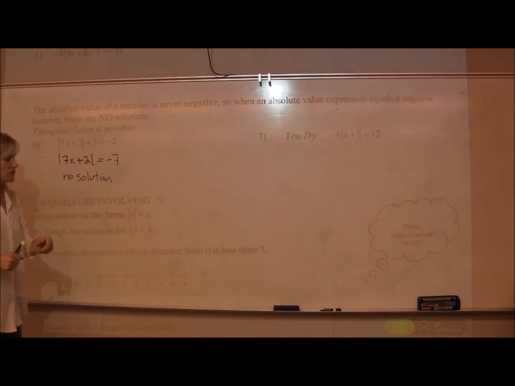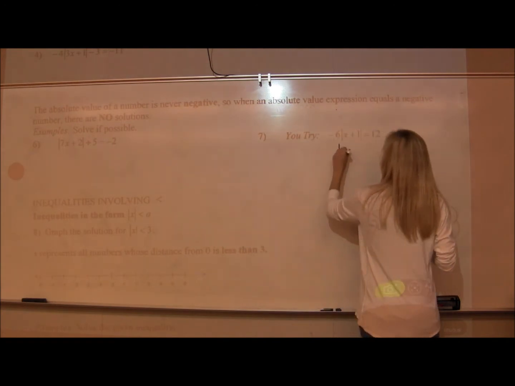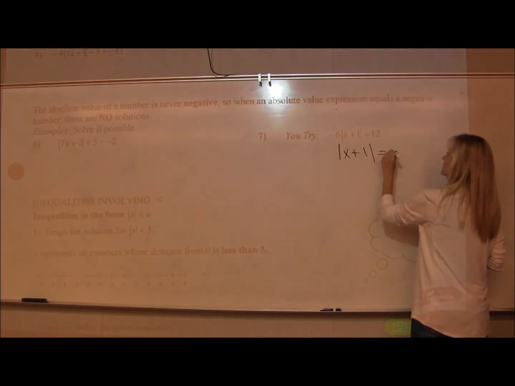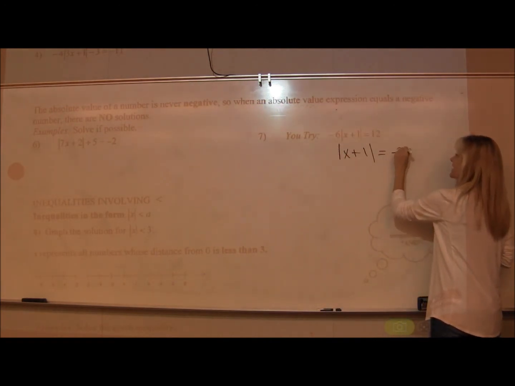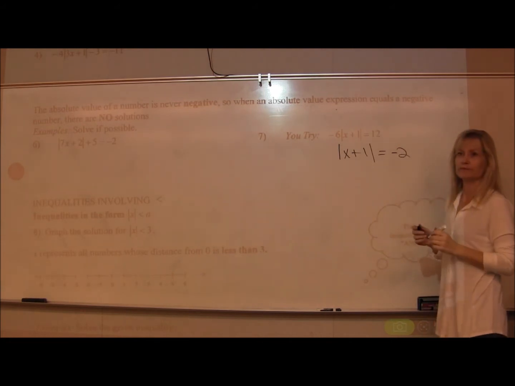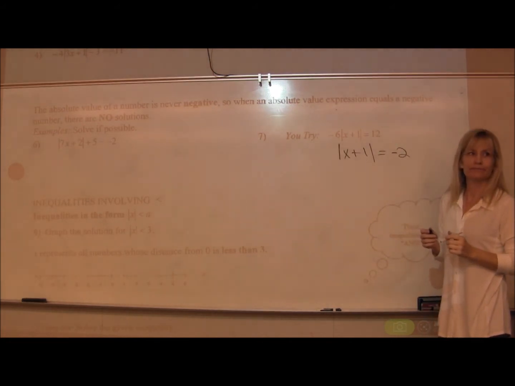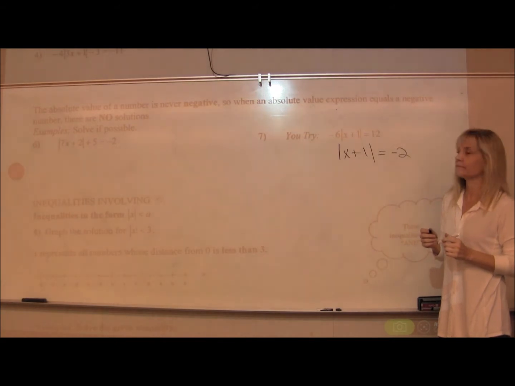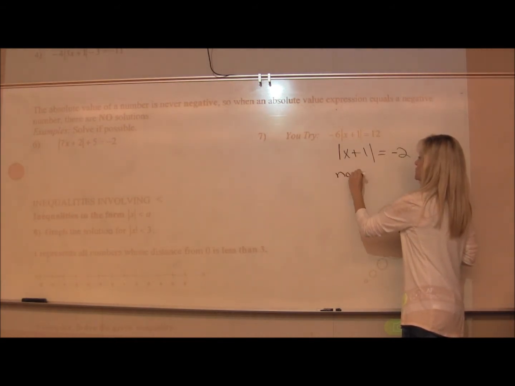Okay. So do the U-try. The absolute value of x plus 1 equals negative 2. Impossible. So it's no solution. Absolute value cannot be negative. No solution.